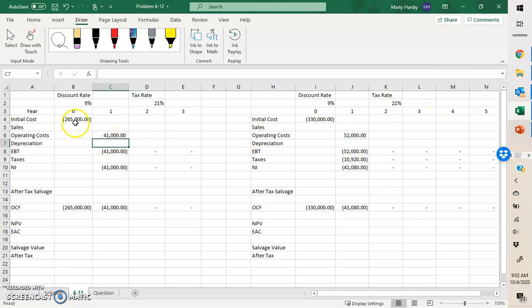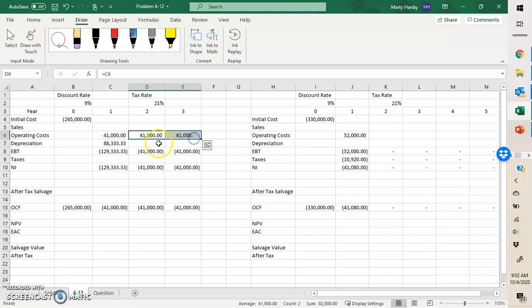So depreciation is just straight line. We just take, let's do a negative because we want it to be a positive number, negative 265,000 divided by 3. So that's $8,333. I'm just going to drag these across. My operating costs don't change, and my depreciation doesn't change either, so I can copy that down. Now I have my earnings before taxes.